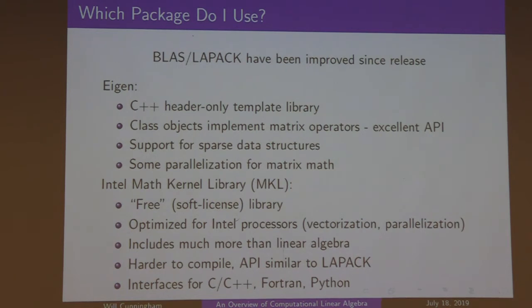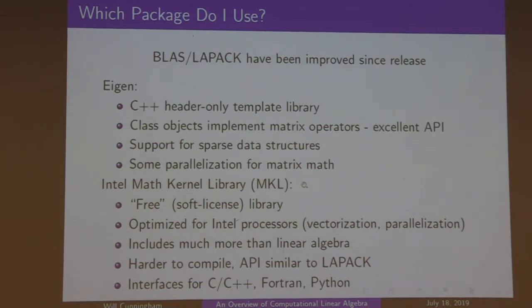There are objects or operators defined such as matrix operations. So if you have two variables that are matrices, you just use a little multiplication sign and it takes care of everything. And you don't have to worry about accessing elements or any of that nonsense. There's some parallelization for matrix math, but this is still under development. There's support for sparse data structures as well. Overall, I really like it. I think it's easy to use, and I think you'll see that in the examples.